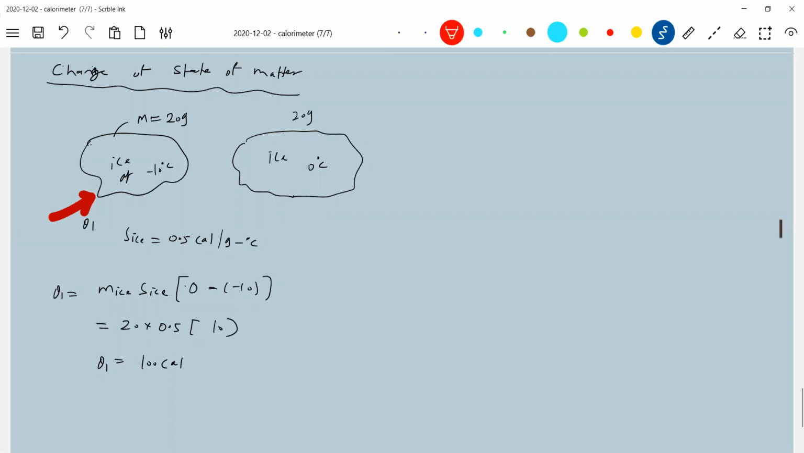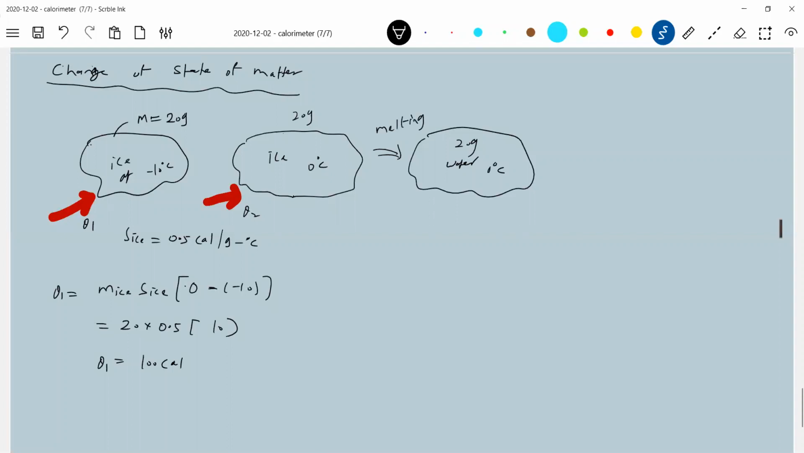What amount of heat I should supply now so that it will melt, it will become 20 grams of water at 0 degrees Celsius. So what is the process now here? Melts. Melting of ice occurs. So for that I should supply heat, no? I'll put that arrow here.